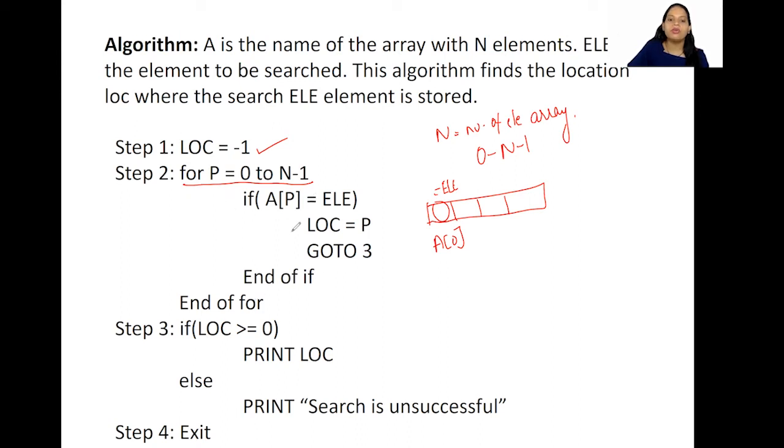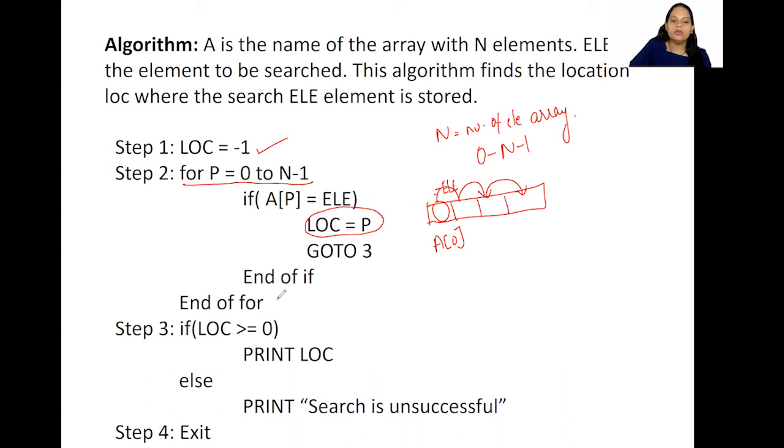So this for loop is going to continue until we have visited each and every data item and compared it. If the element matches the data item, we change the value of LOC. If it does not, we increment the pointer, that is the P value, and go on checking until we get the element.